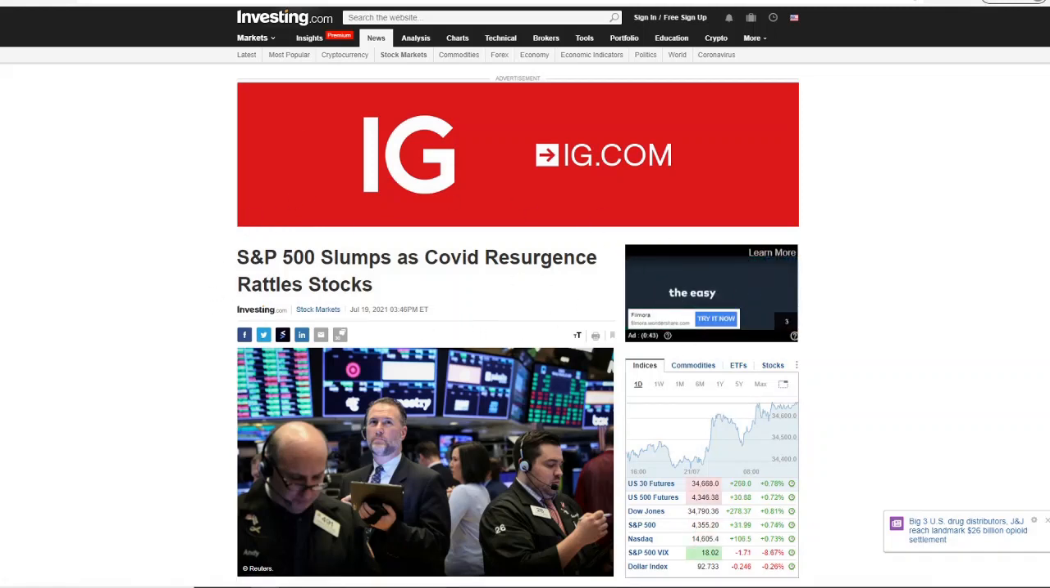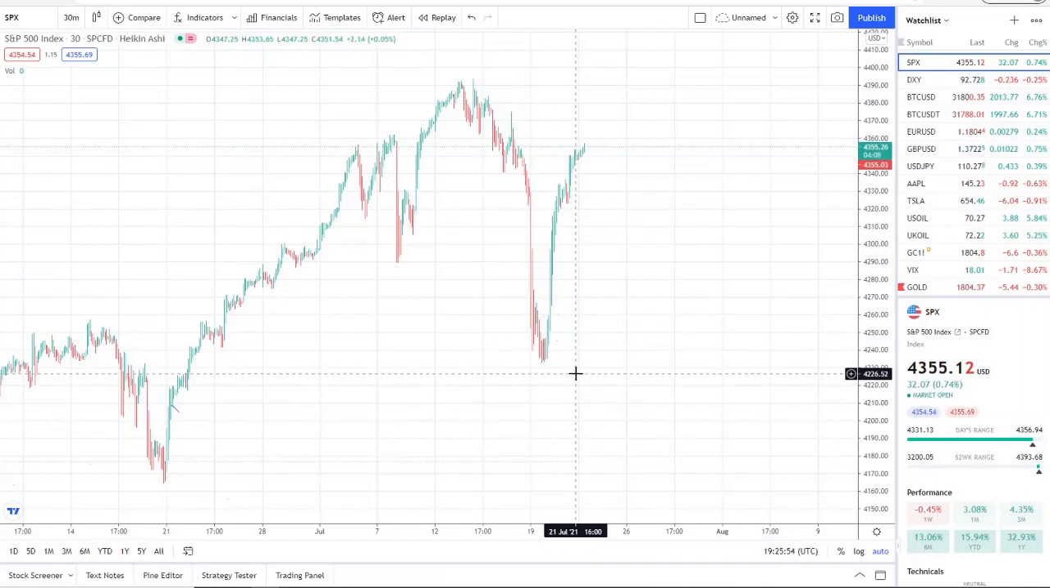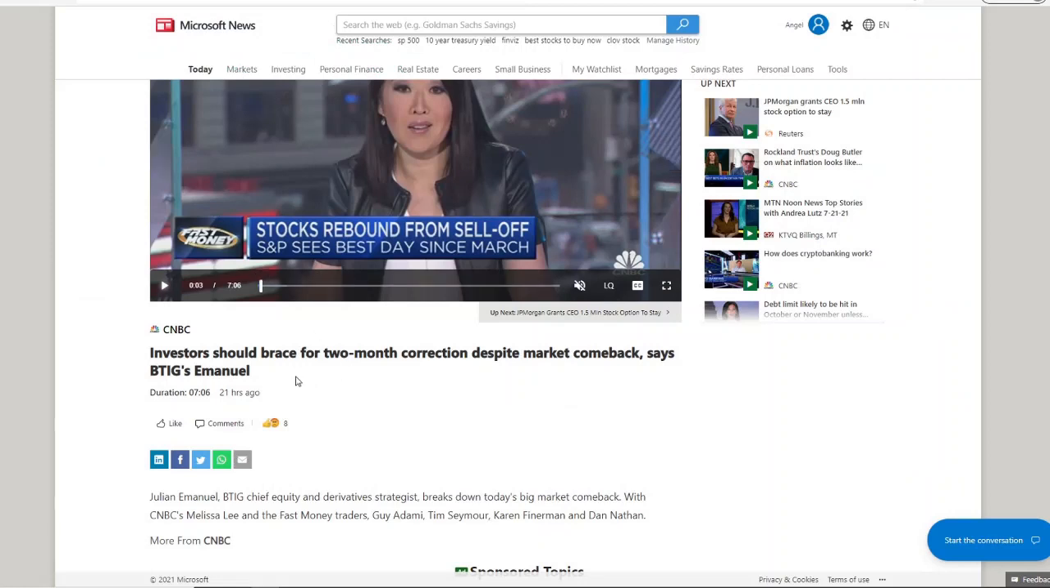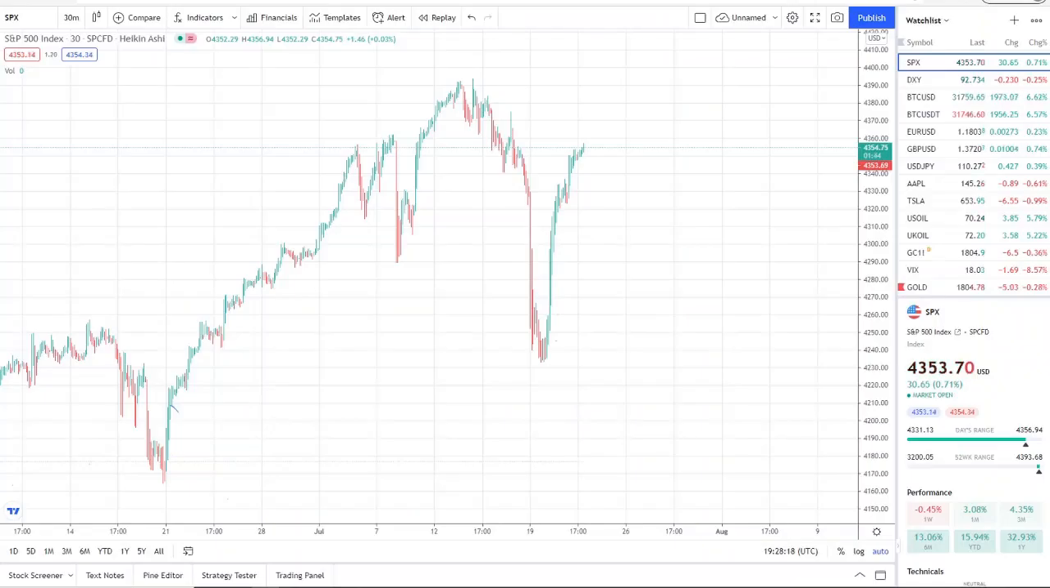That's why we fell on these days, the different variants, the uncertainty, the doubt, and now we are seeing these type of headlines. Investors should brace for a 2-month correction despite market comeback, right? So now they're putting in fear again as it's overextending. And then yesterday as well, I believe it was Goldman Sachs or JP Morgan.